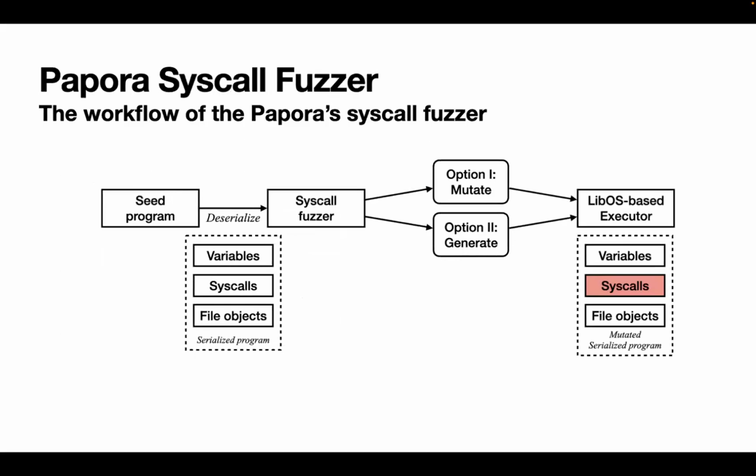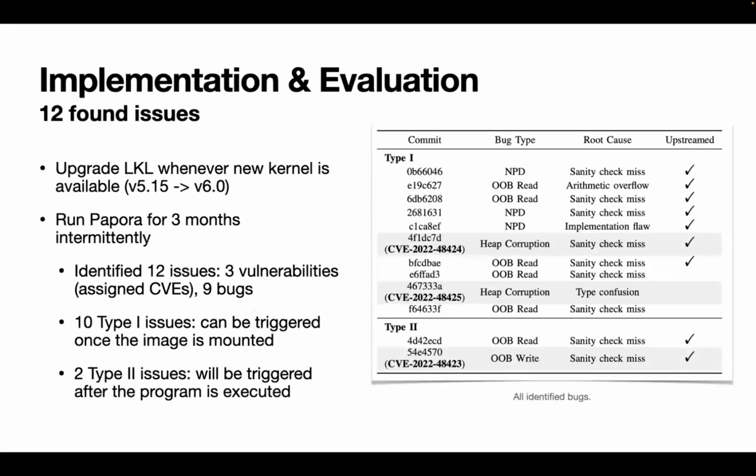Also, Papora will apply mutation on file operations. We will first generate a simple C program, and the syscall fuzzer will try to deserialize the program and extract all syscalls. The fuzzer has two operations: mutate arguments or functions of existing syscalls, or add another syscall after the original sequence. Whatever it takes, the program will be assembled and sent to LKL as a program that will be executed after the image is mounted.